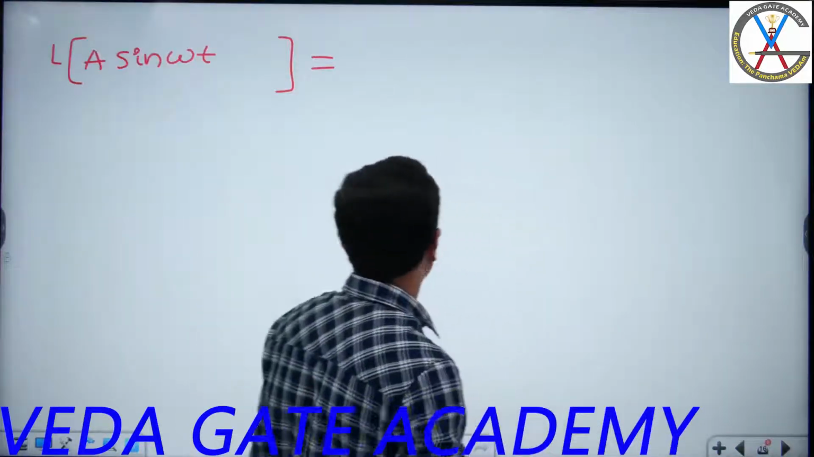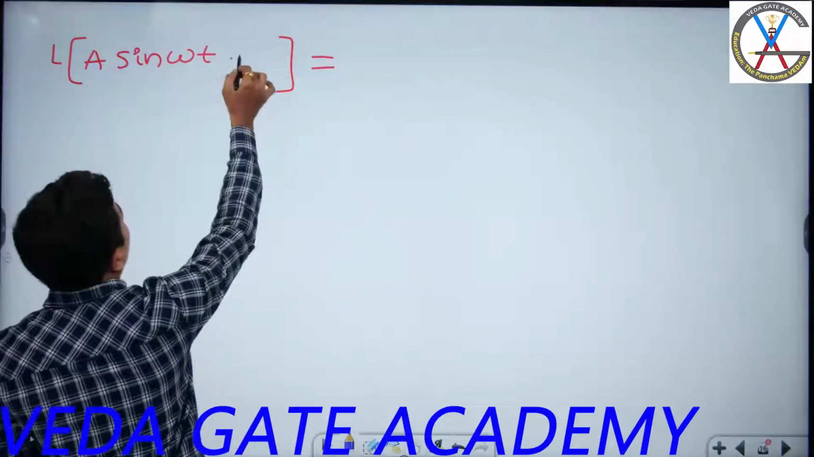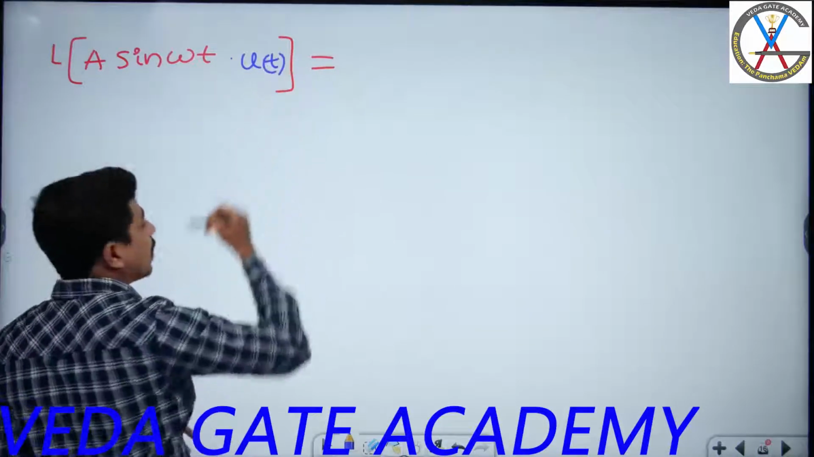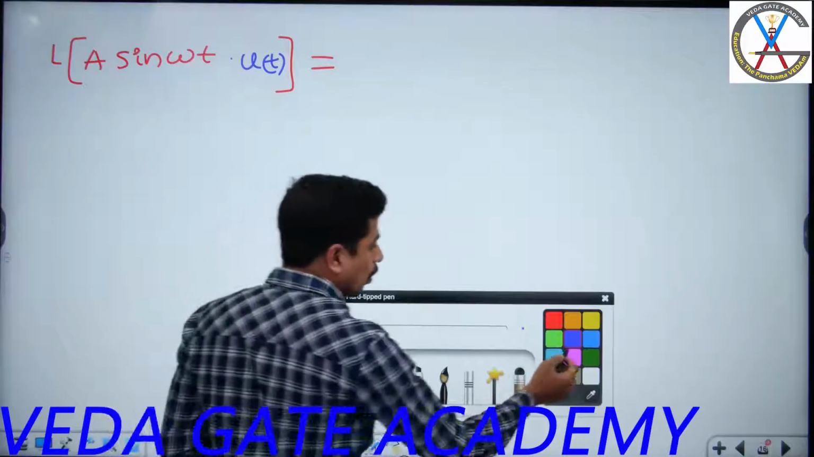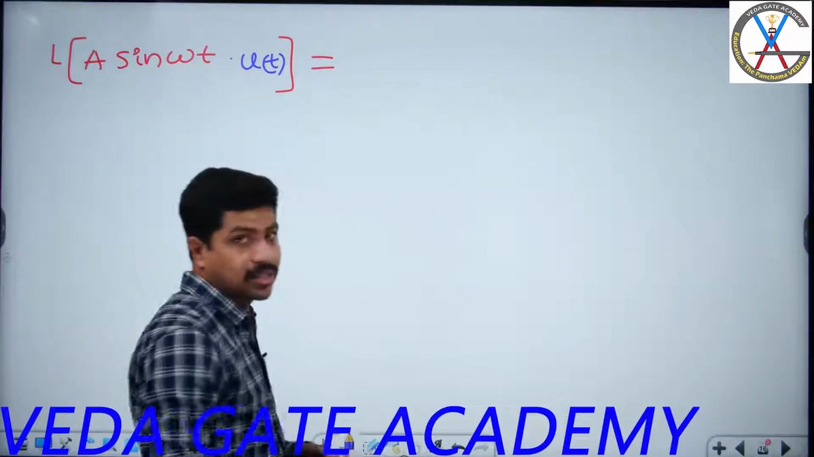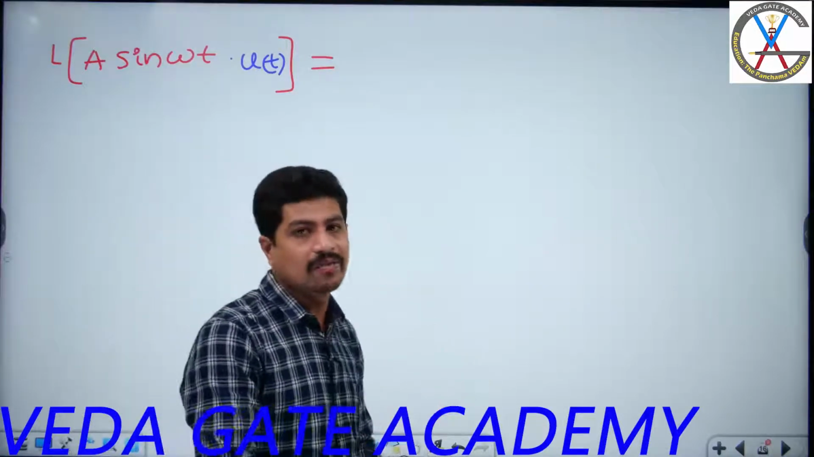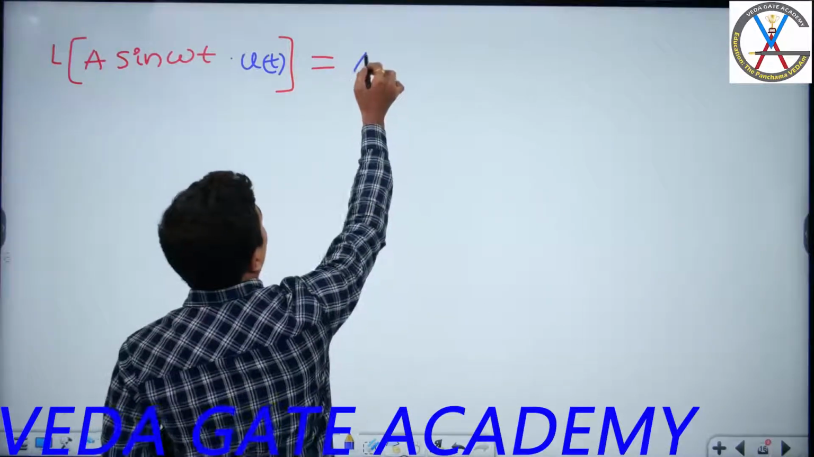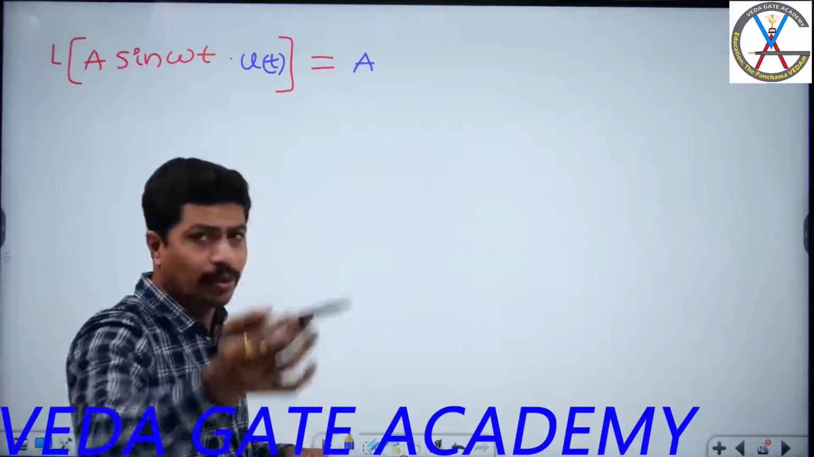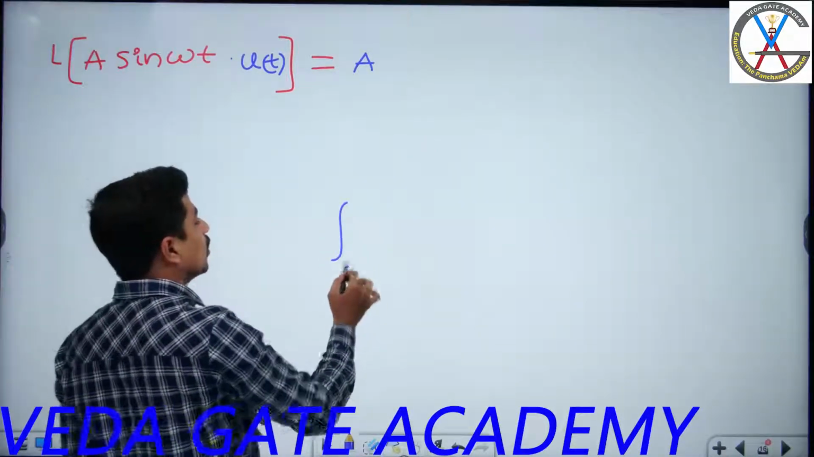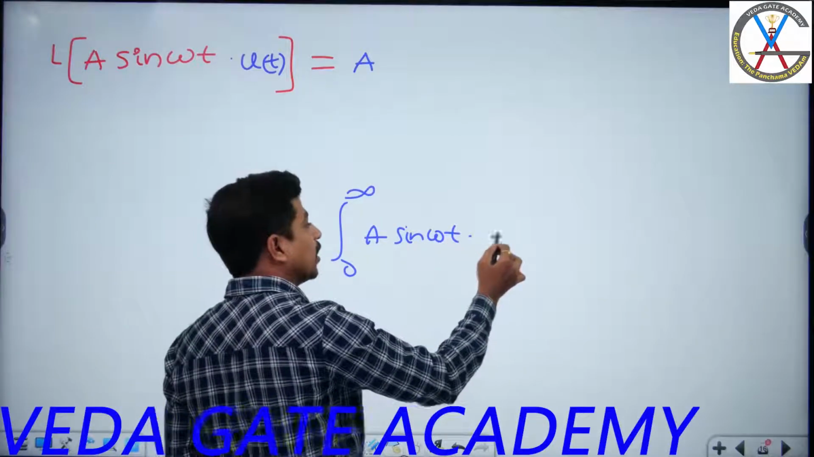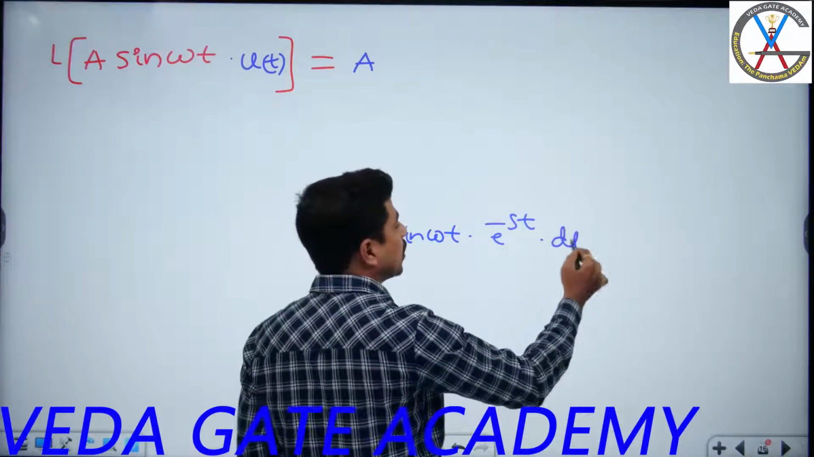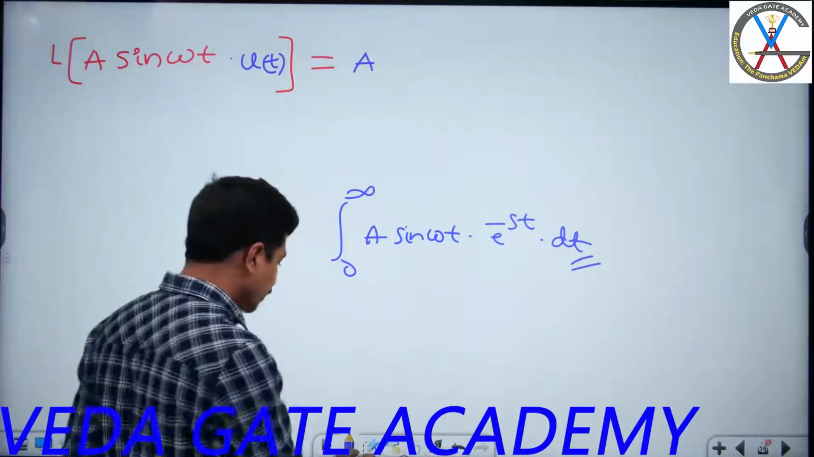Then for which signal will the Laplace transform exist? When multiplied by u of t, the Laplace transform will exist. The proof you will learn in signals and systems. Here we are just going to take the formula. If you want the proof, you can do this integration: integral 0 to infinity of A sine omega t into e power minus st dt. You do it, and you will definitely get it.